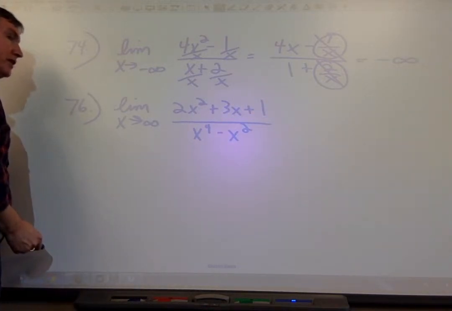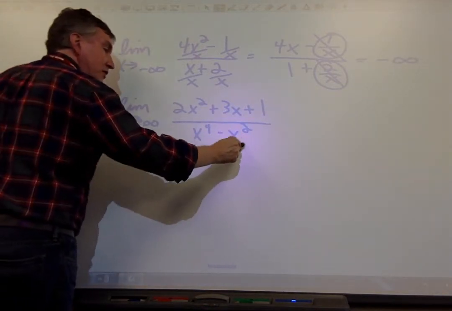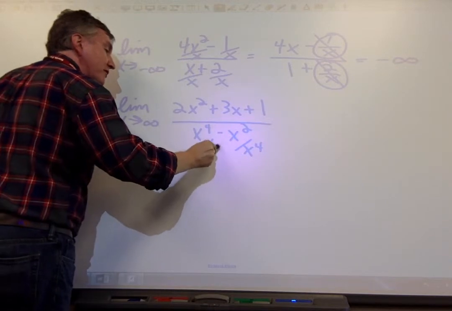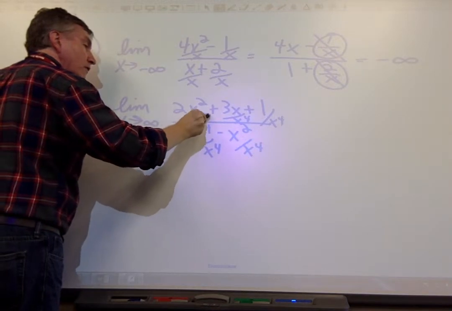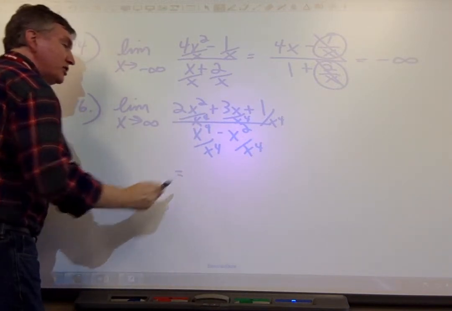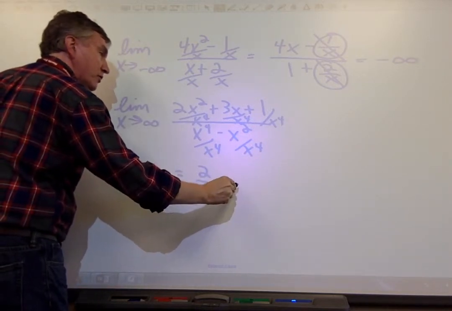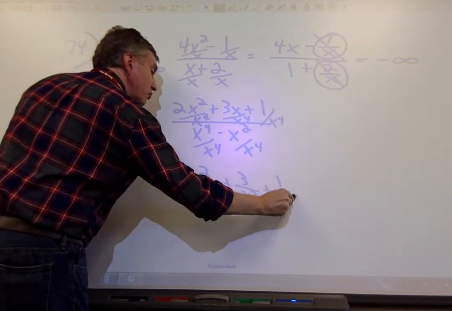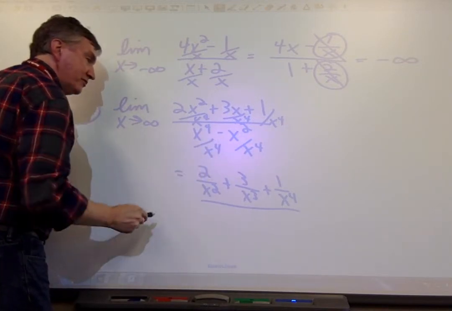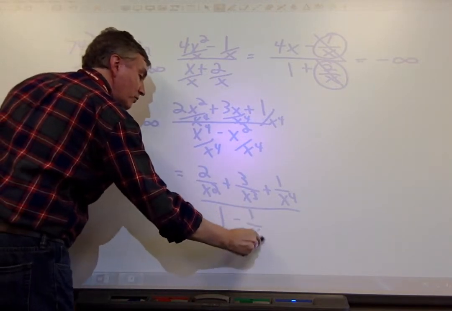If you use that little rule I gave you, what are you going to divide everything by? X to the 4th is the highest in the denominator, right? So if I divide everything by x to the 4th, let's look at it. Okay, that expression becomes 2 over x squared, 3 over x to the 3rd, 1 over x to the 4th. What's downstairs? 1 minus.